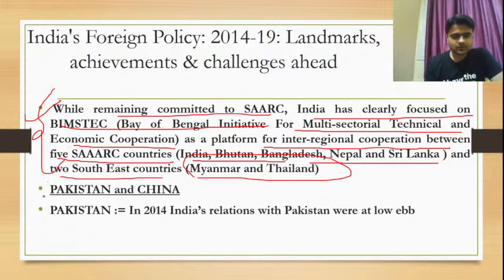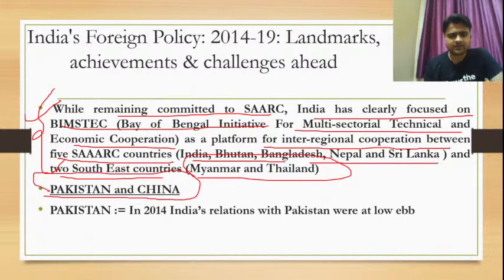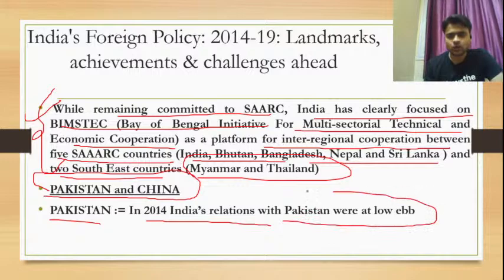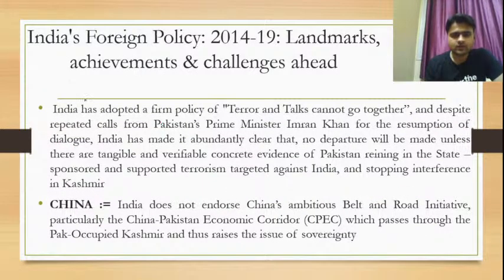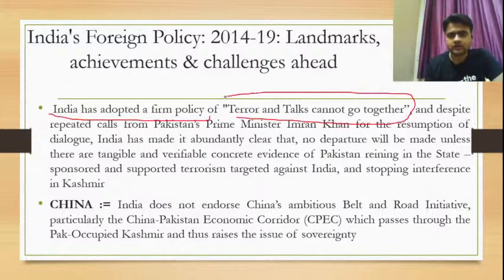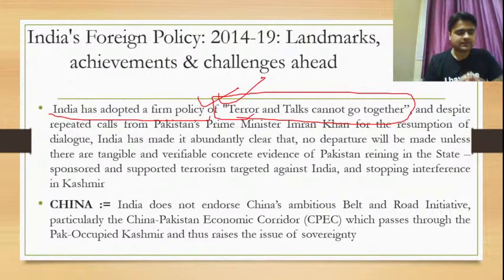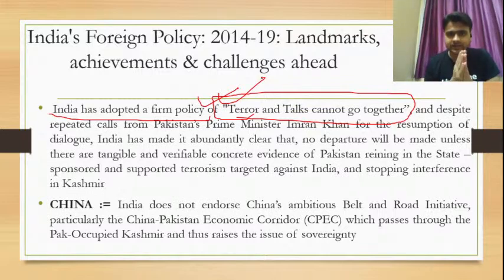Then what about Pakistan and China angle? Fine. Pakistan in 2014, India's relations with Pakistan were at low ebb, that is we were at the lowest point. Fine. In 2014, India adopted a firm policy that terror and talks cannot go together, isn't it? This is something which we are continuously sticking to. जब Pakistan tries to have a word with us, we tell them कि भैया, first of all you try to stop the terror activities, okay, then only we will have a talk with you.